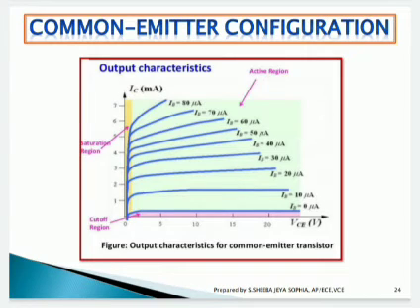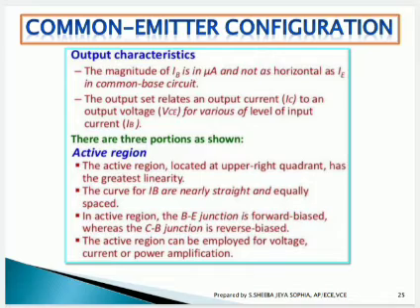Moving to the output characteristics, the output characteristics are drawn across the collector current to the collector emitter voltage, IC in terms of milliamps to VCE in terms of volts. Here also you can see the three regions corresponding to active region, saturation region and cutoff region. The active region is located in the upper right quadrant, and in the active region the base emitter junction is forward biased, whereas the collector base junction is reverse biased.